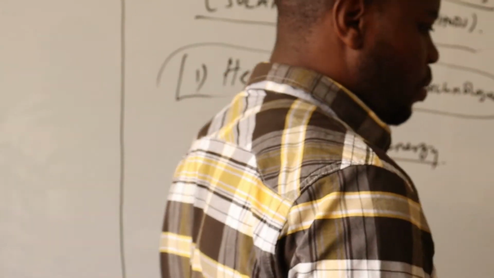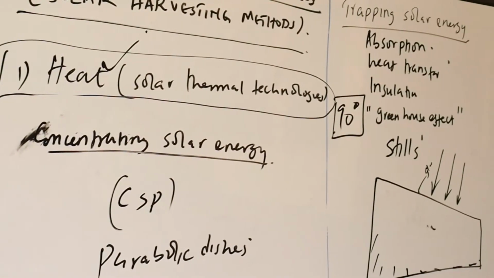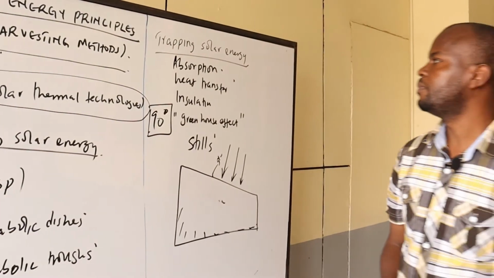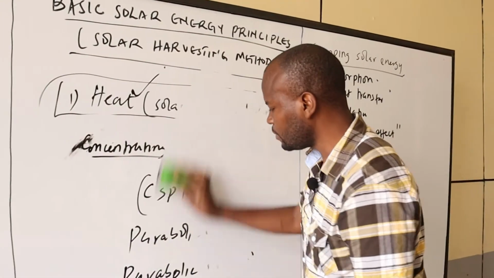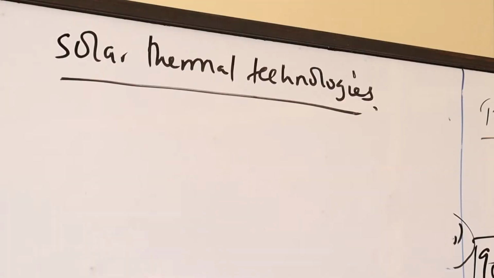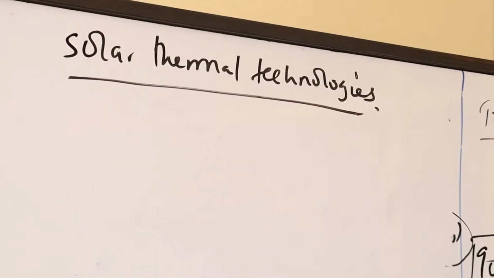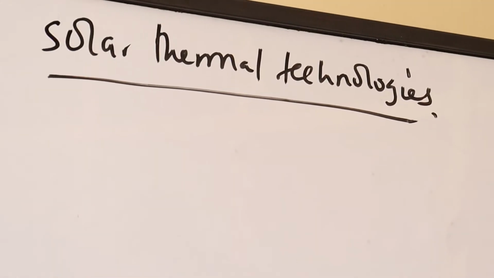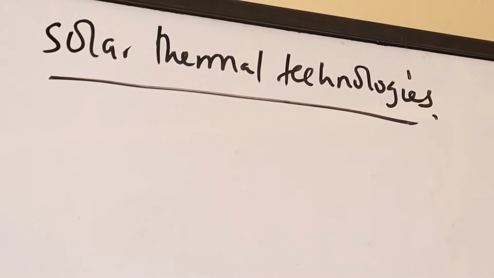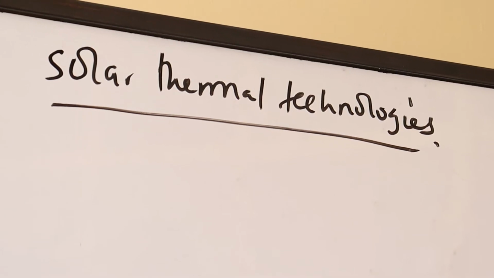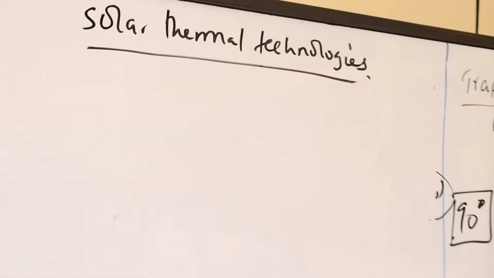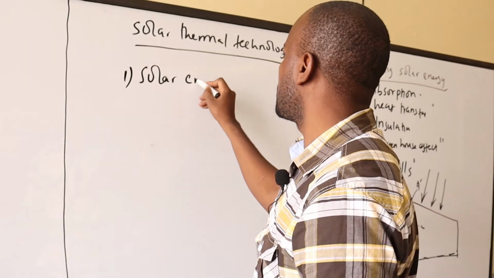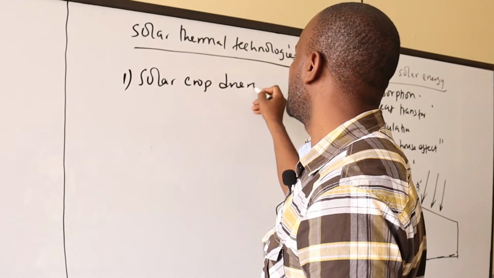So I want us now to look at the specific solar thermal technologies in use. So now we can look at the solar thermal technologies. When you talk about the solar thermal technologies, the first technology that we are going to talk about is what we call the solar crop dryers.